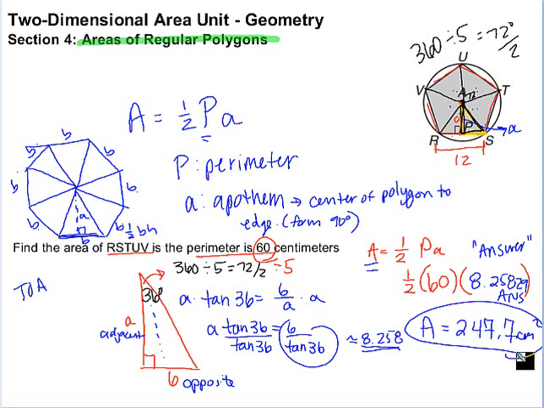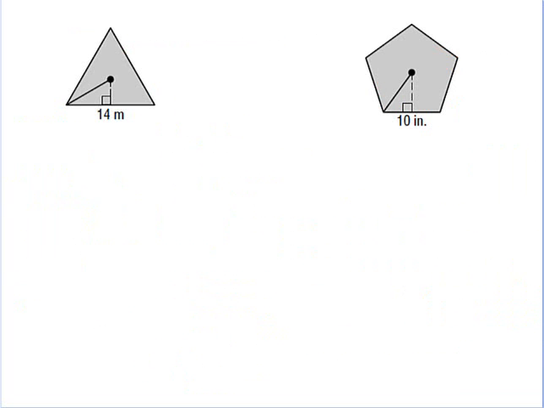All right, we're going to do another example. This time, our regular shape is a triangle, but we are still going to use our area is 1/2 perimeter times apothem. So first off, we're told this is 14. So to get the perimeter, we would do 14 times 3.